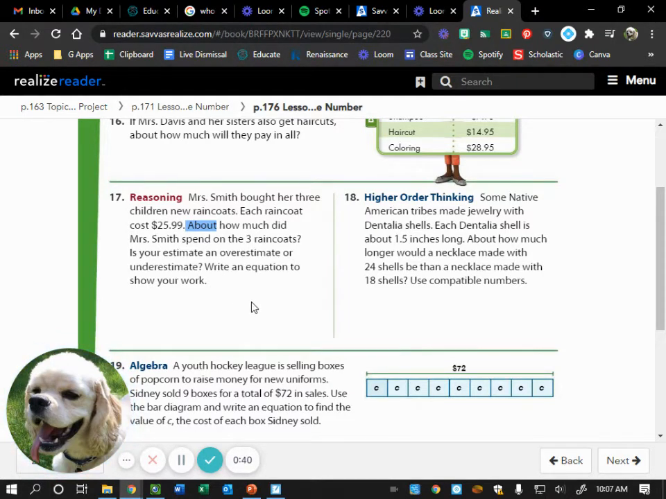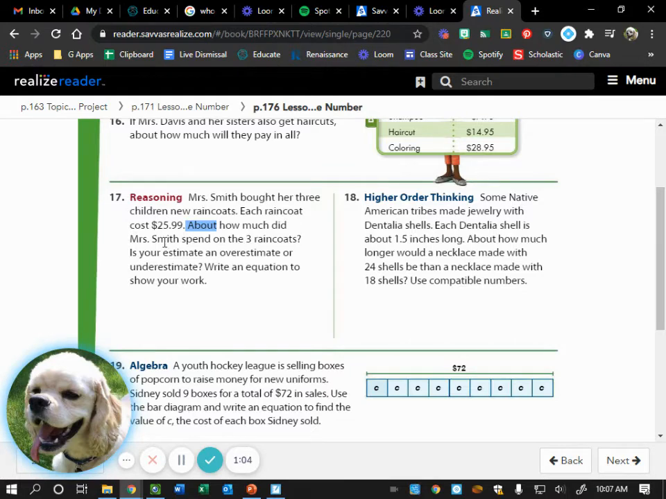Now, the difference between an overestimate and an underestimate has all to do with your rounding. If you have to round up, you look next door, it's 5 or more, so you add 1 more. Then, because you're rounding the number up, you're making the number bigger. So whatever number you come up with, that's an overestimate.